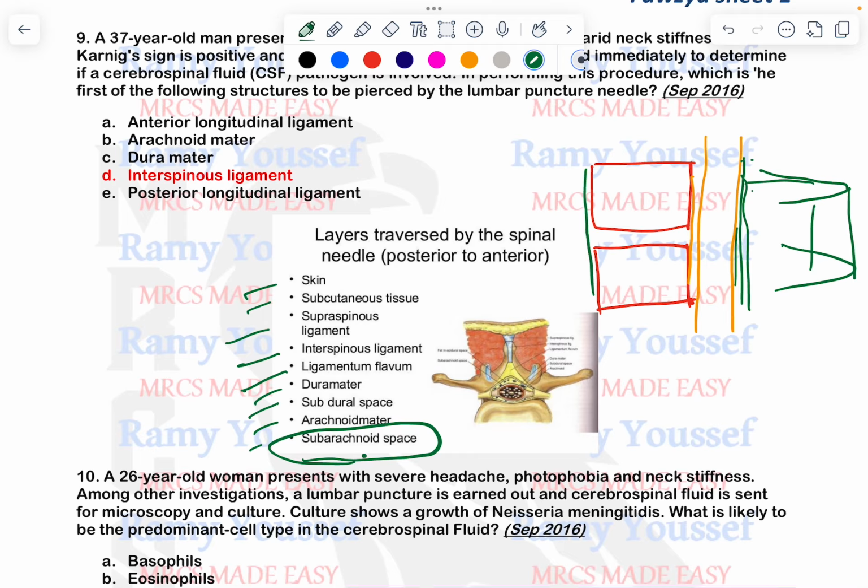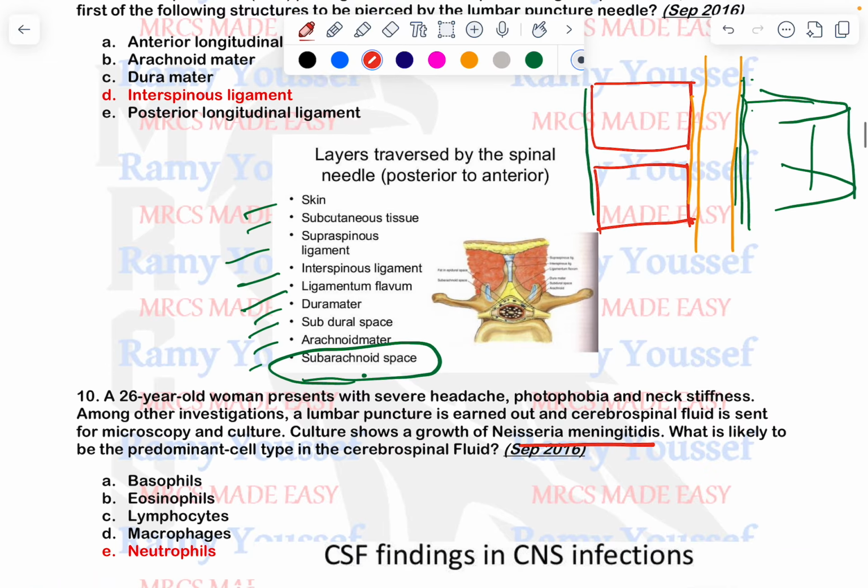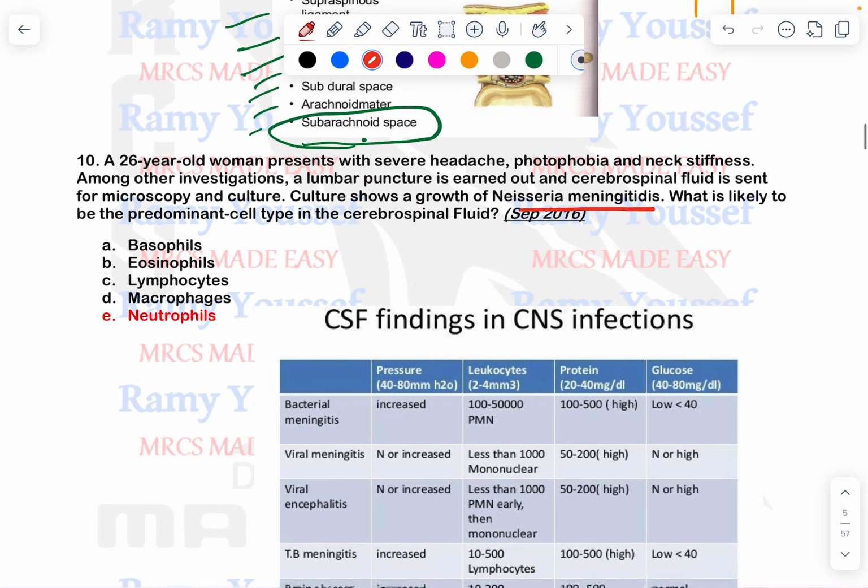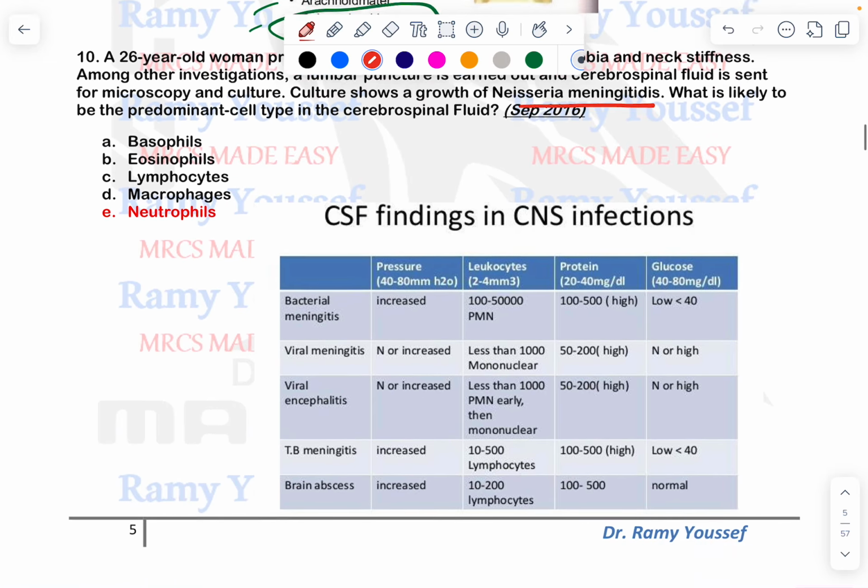A 26-year-old woman presents with severe headache, photophobia, neck stiffness. Among other investigations, lumbar puncture is carried out and microscopy and culture show growth of Neisseria meningitidis. What is the likely predominant cell type in the CSF? Whenever there is infection it is neutrophils. It has to be acute infection, so neutrophils.